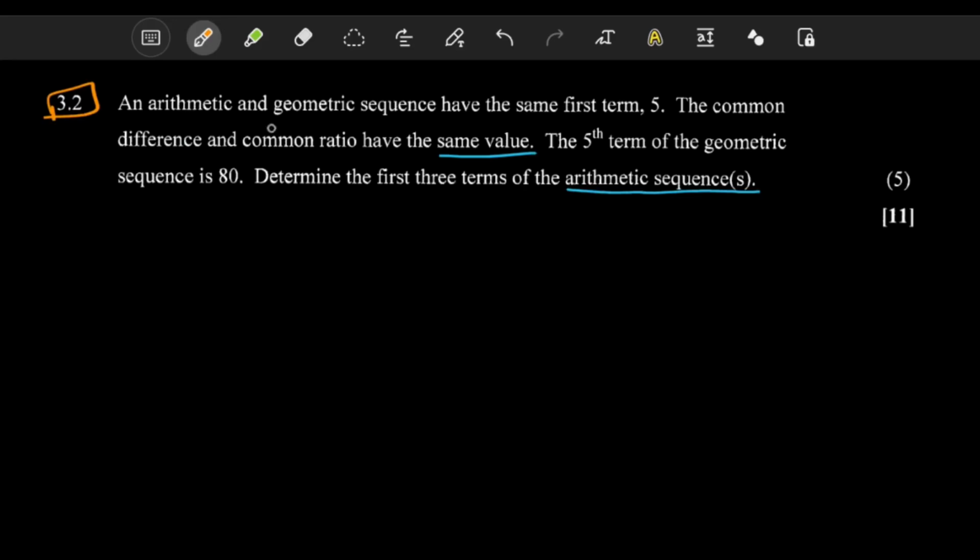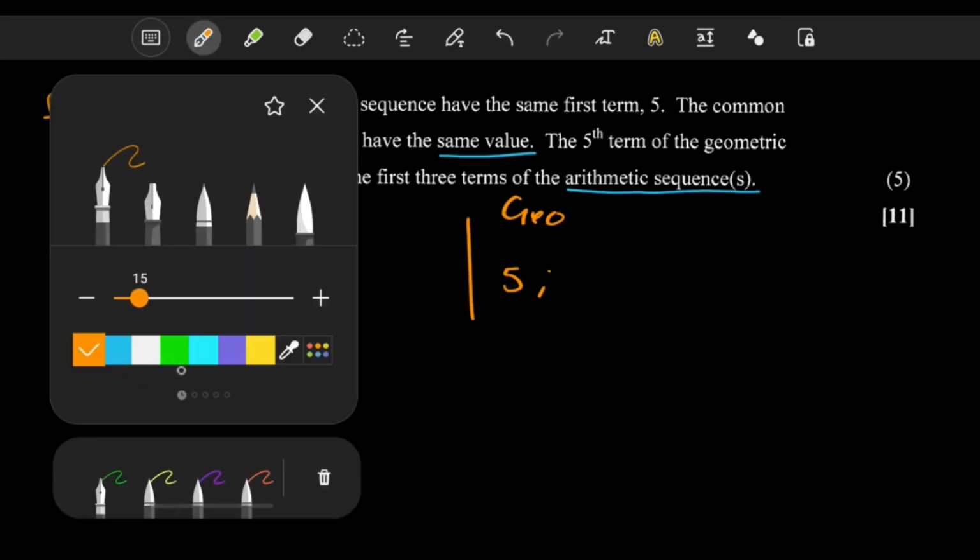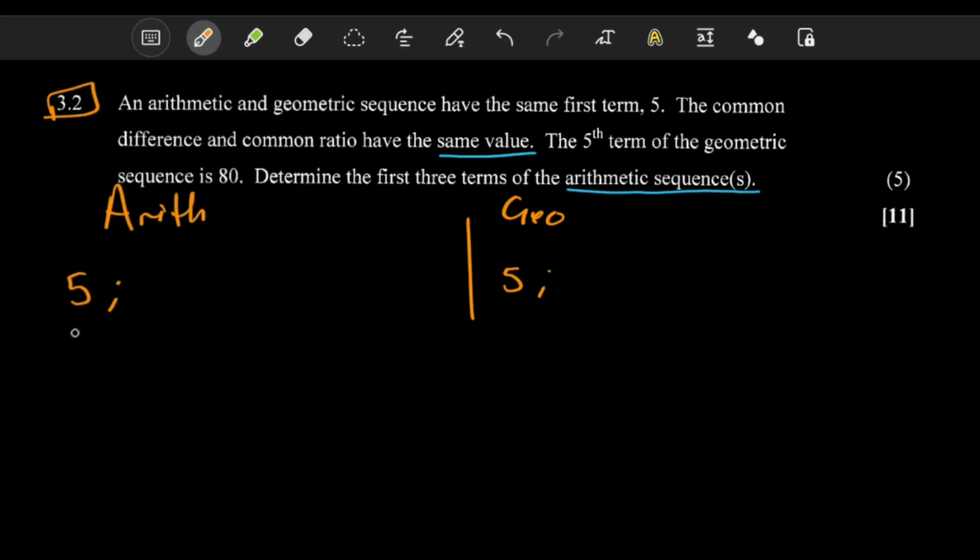You have an arithmetic sequence and a geometric one. So on the left here, I'm going to put stuff for an arithmetic sequence. On the right here, stuff for a geometric. They say they have the same first term. So this is like a 5, and then they have terms afterwards. Now, you always need to be able to visualize what an arithmetic sequence looks like. We already know that A gives you the first term.